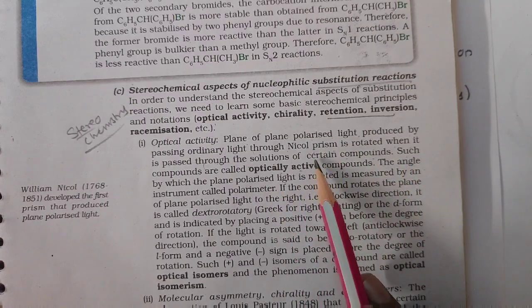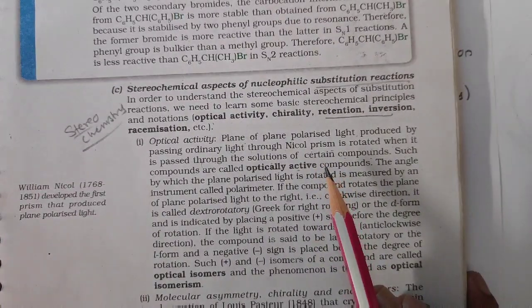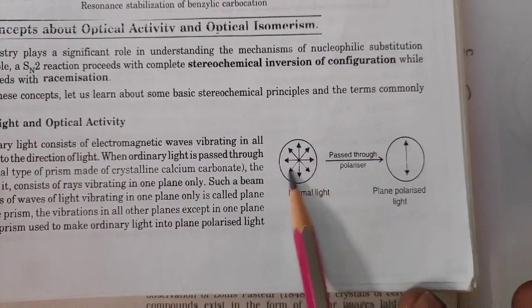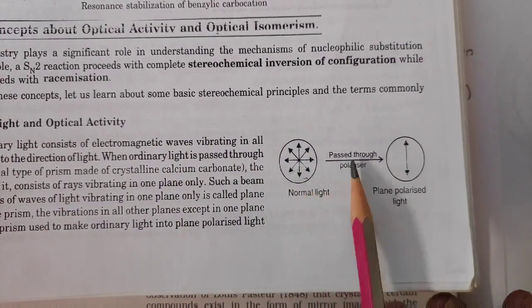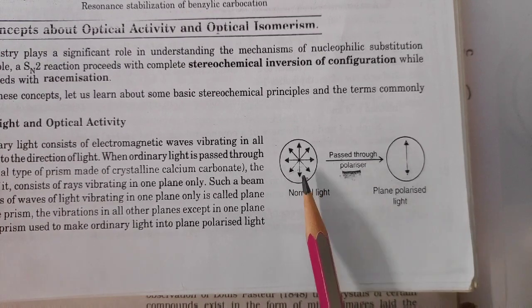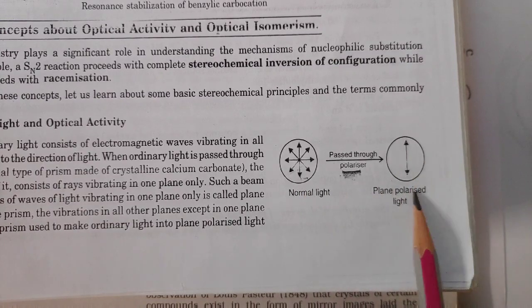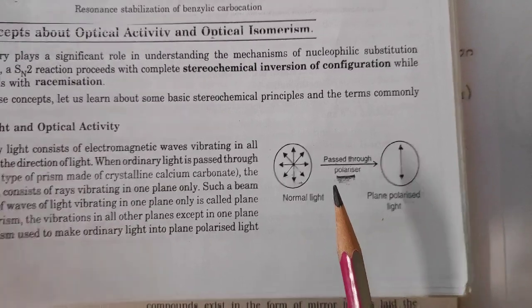Now when I talked about this, everything must have gone above your head. When we talk about an ordinary source of light, the ordinary light beams vibrate in all directions, but when it is passed through the polarizer, which converts ordinary light into plane polarized light, it vibrates in one direction, right? Now how this plane polarized light is made, we will study first, and then I will explain optical activity.